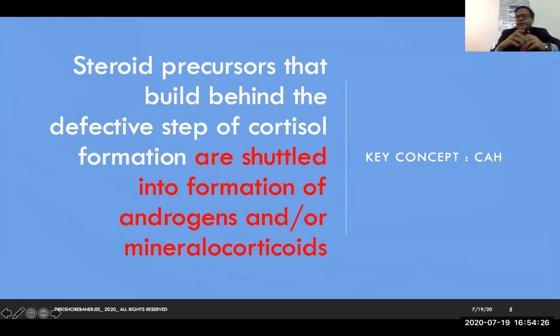So the next big concept about CAH is this: if one hormone cannot be produced from the adrenal cortex, then obviously the intermediates would be shunted towards producing other hormones. So at the expense of one hormone, it may be mineralocorticoid, it may be cortisol, other hormones like sex steroids will be produced in excessive amounts, and that can cause the presentation. That is the key idea of these diseases.